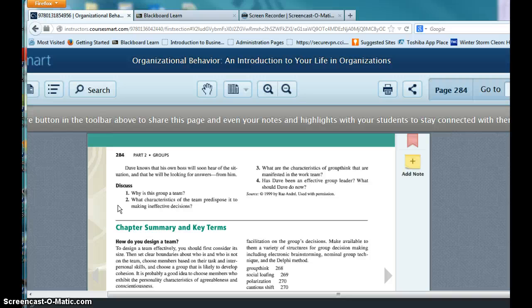The purpose of the paper is to go through the chapter summaries and key terms from week 1 all the way through week 8, and see which terms and concepts that we've learned about apply to what you see happening in the film. So if you haven't gotten a hold of one of those movies, make sure you do so. That paper is due in week 8.